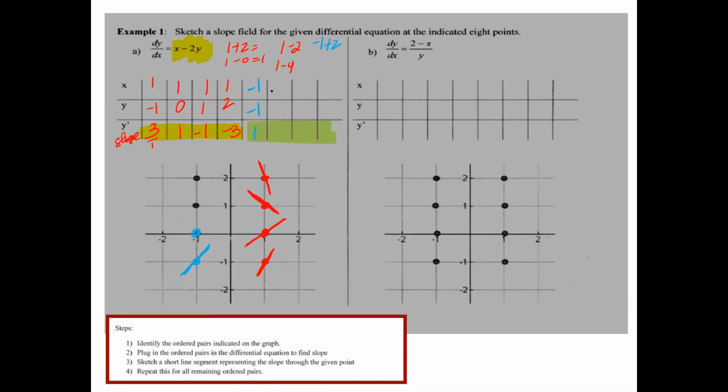Next one here is going to be a negative 1, 0. So you have a negative 1 plus 0. So that's a negative 1. Next point is going to be negative 1, 1. So you have a negative 1 minus 2. So a negative 3. Okay, and the next one here is going to give you a negative 1, positive 2. So that's going to be a negative 1 minus 4, negative 3.